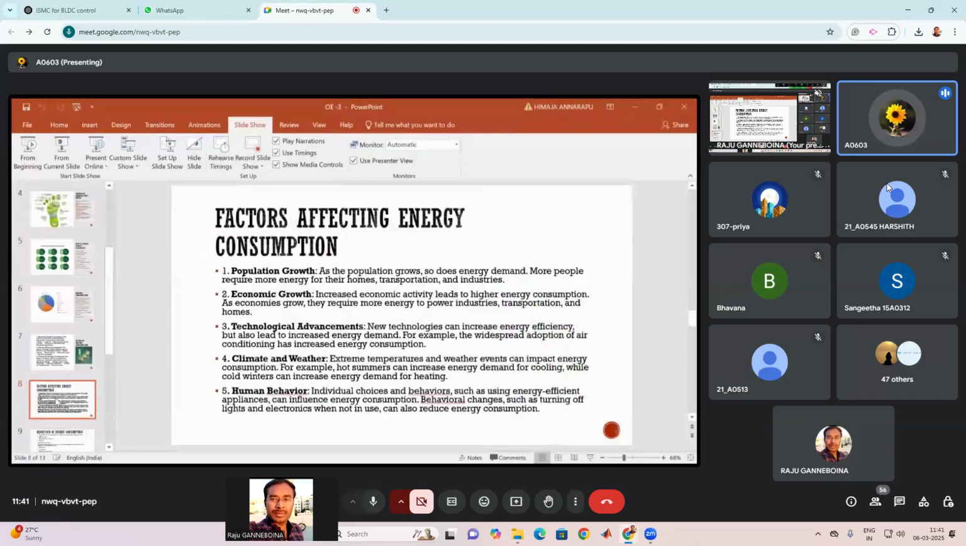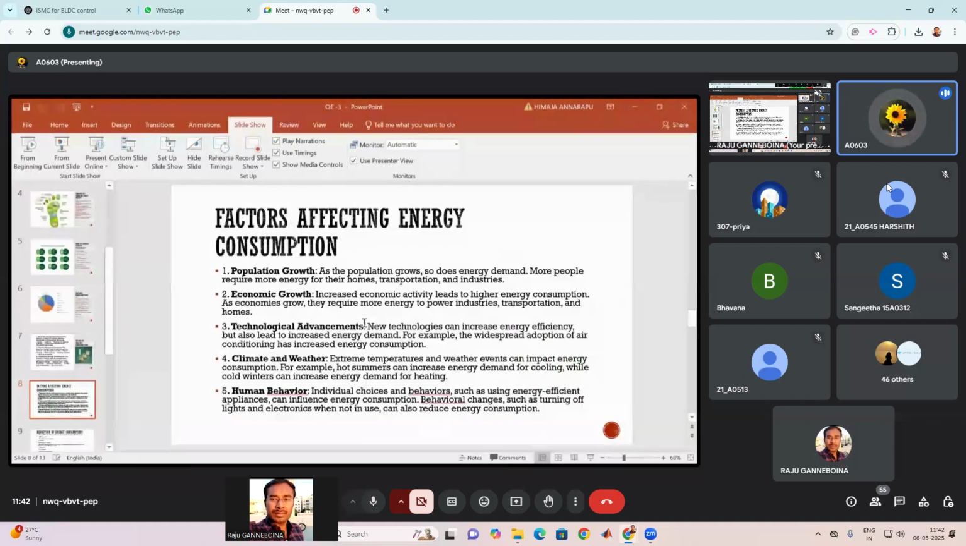So, here are the factors affecting energy consumption. First thing is population growth. As we all know, population is increasing. So, the number of persons using electricity is increasing, so there will be a lot of energy consumption. Second is economic growth. As the economy is increasing, we need more power, more industries, more transportation, more homes, so it leads to higher energy consumption.